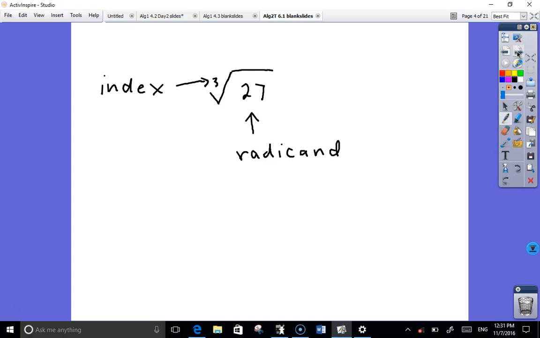Now, a couple slides back, when we did the square root of 25, you didn't see an index. So what's the index? It's a 2. It's there, it's just implied. If you don't see something written, the index is a 2. There is an index, you just don't see it.